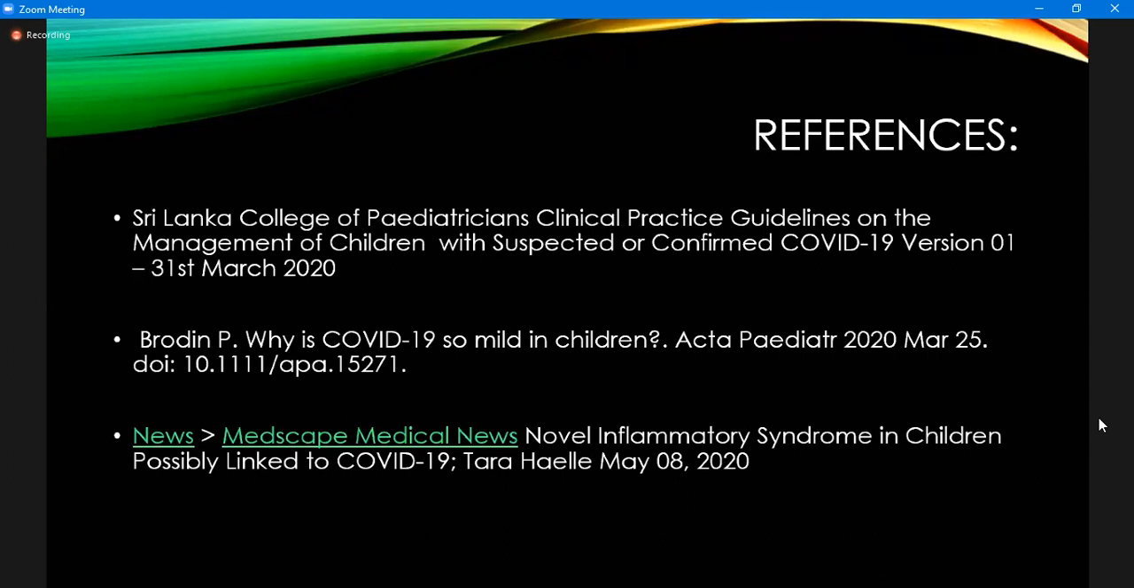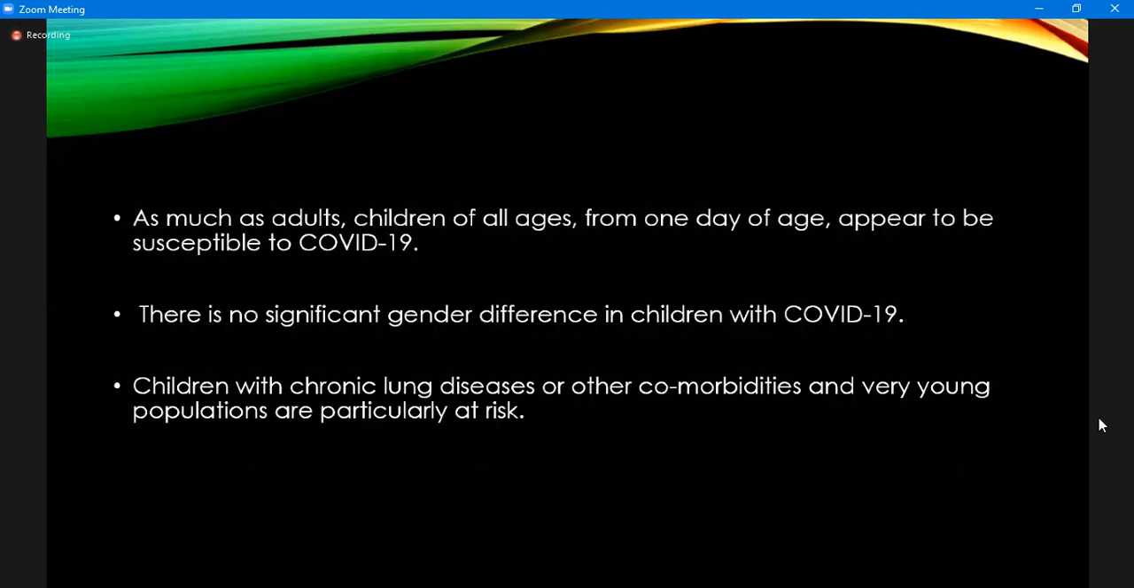And I have got some data from 2 recent journal articles as well. As with adults, children of all ages from 1 day of age appear to be susceptible to COVID-19. There's no significant gender difference in children with COVID-19 that has been seen worldwide. Children with chronic lung disease or other comorbidities, like adults, have a higher risk than other children, and the very young population are particularly at risk.